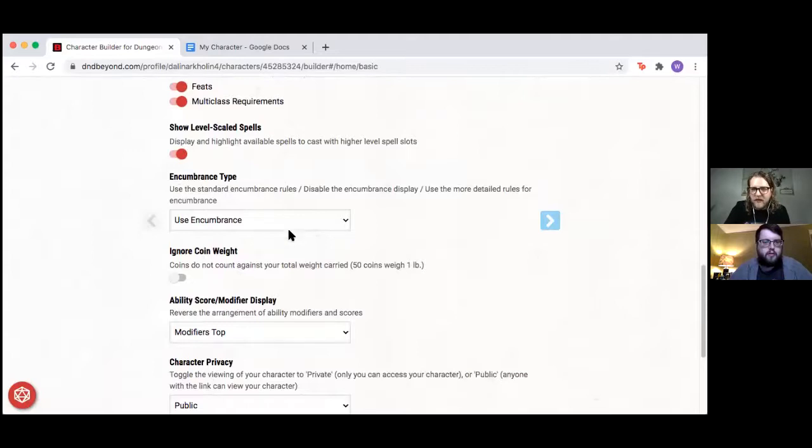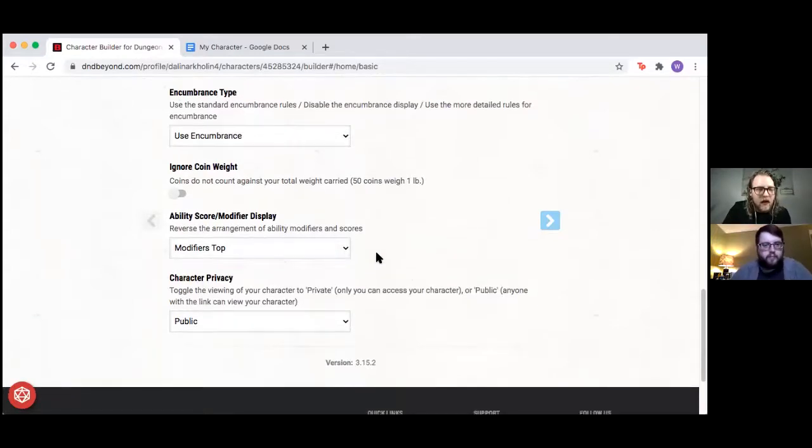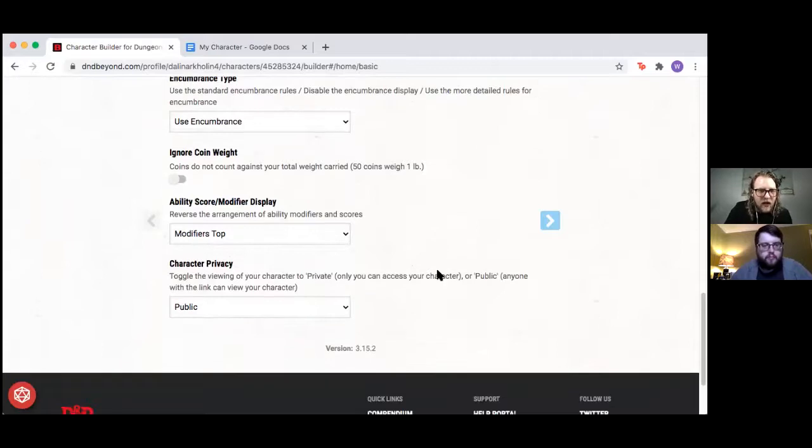Use encumbrance, I'm assuming. Mm-hmm. Do you want my super rich character to worry about coin weight? Yes, I do. Okay, so wait. Okay, I'm not going to select it then, so I'm not ignoring coin weight. Right. All right. For now, I'll leave this display the way it is. I can always change that display later if I want.